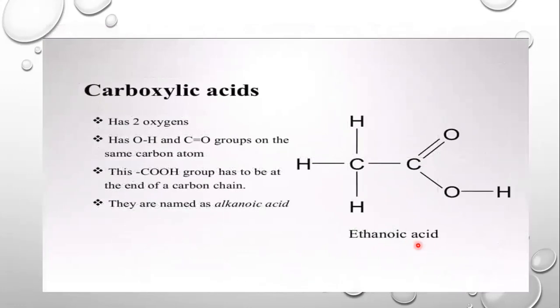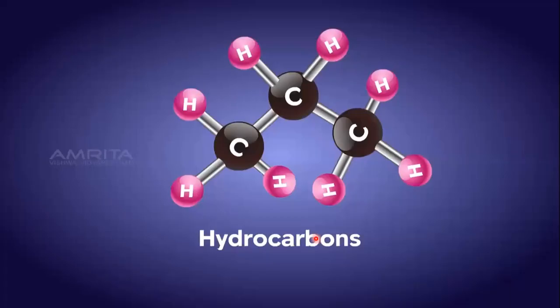The next is carboxylic acids. When one hydrogen atom is replaced by a carboxy group, that is the C double bond OH group, then it becomes a carboxylic acid. It has one OH group and one carbonyl group. This C double bond OH group is the characteristic of the acid group. This is given the name alkanoic acid. Here it consists of two carbons, so it is given the name ethanoic acid.